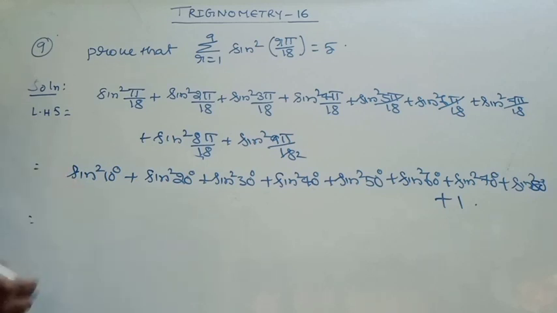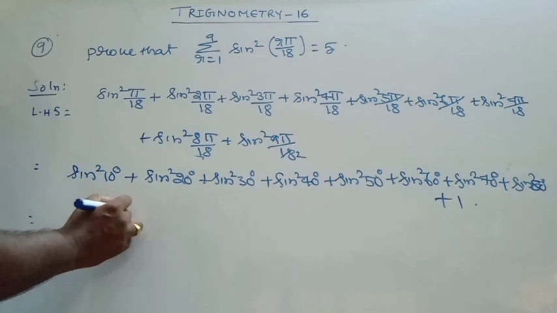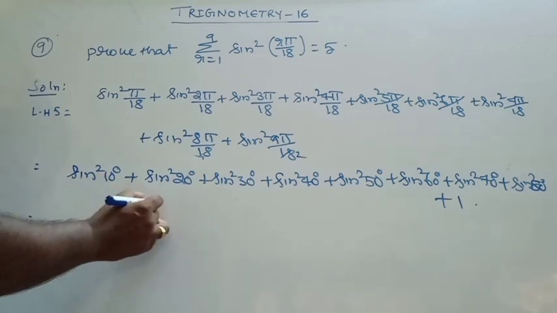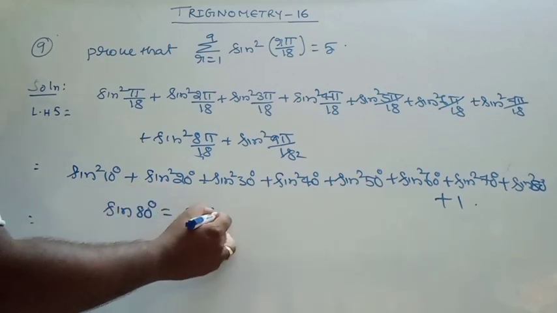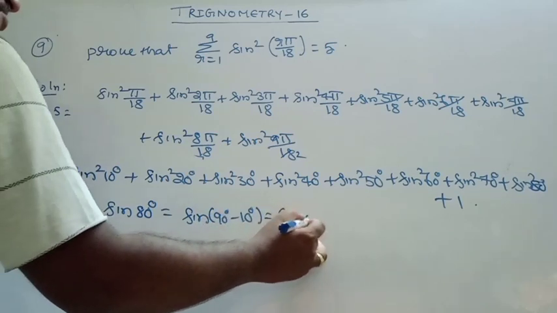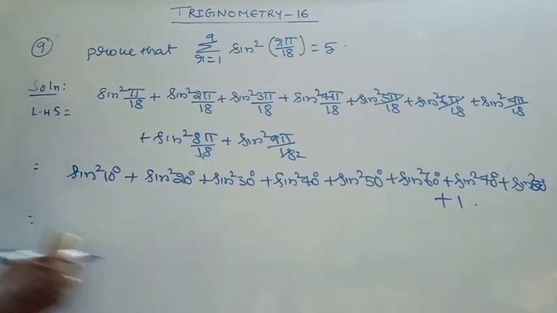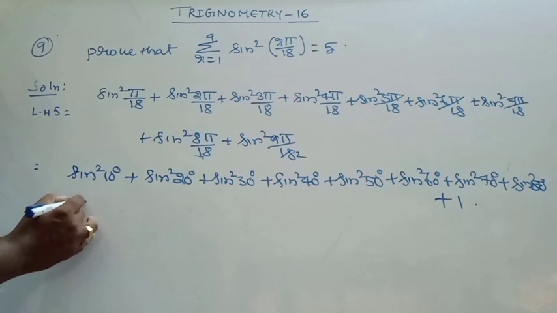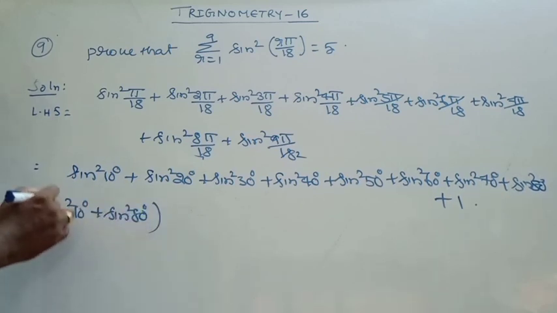Now we are going to do one very nice thing here. We are going to club here. Now sine 80 degrees, if you take, this becomes sine of 90 degrees minus 10 degrees. This becomes cos 10 degrees. That means sine 80 becomes cos 10. Now what we do is we will group like this. Now this is sine square 10 degrees plus sine square 80 degrees. Like this we group. This is one group.